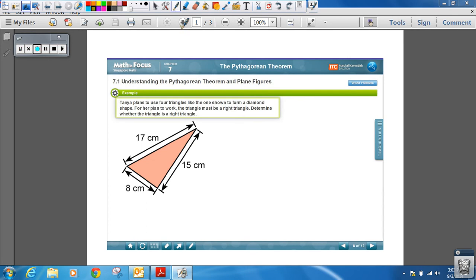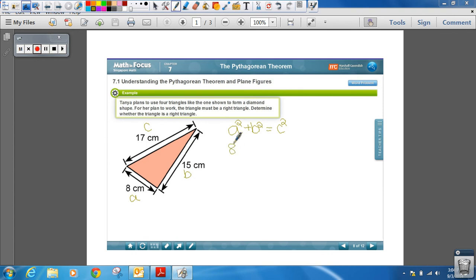Well, remember yesterday we talked about the Pythagorean theorem, and if the triangle is a right triangle, the following statement, a squared plus b squared equals c squared, will be true. So if I look here, my longest side is 17, so that has to be the c. The other two are interchangeable. I'm going to put 8 is a and 15 is b. I'm going to plug it in and see if my statement is true.